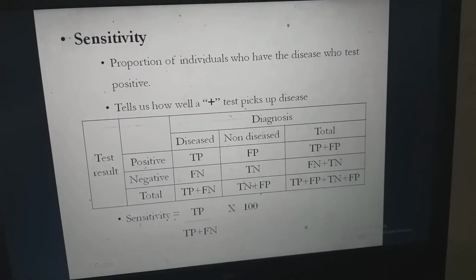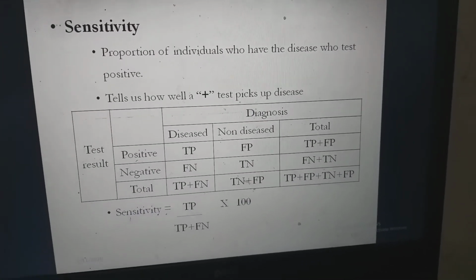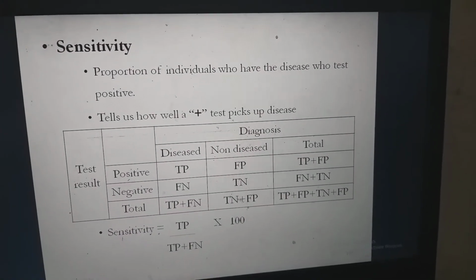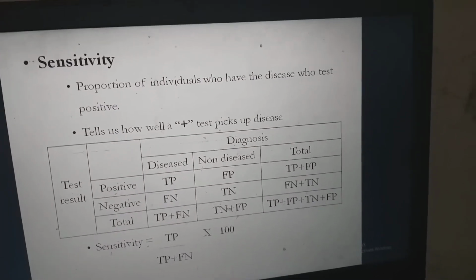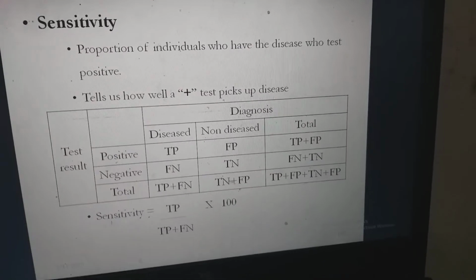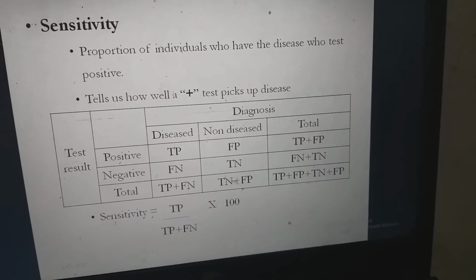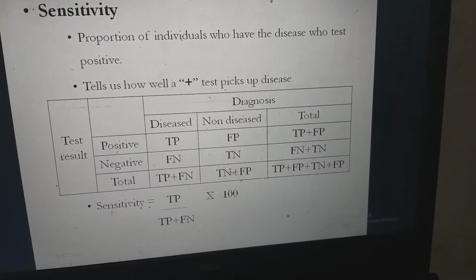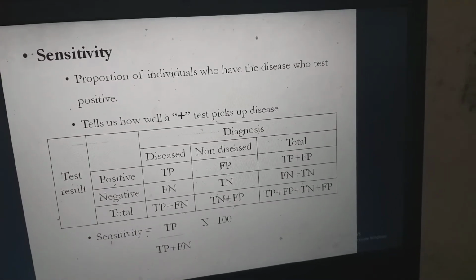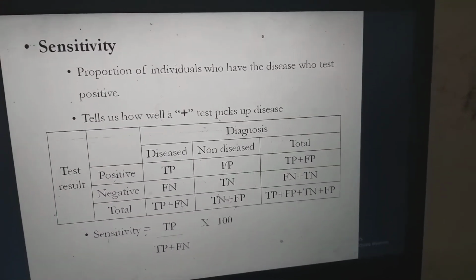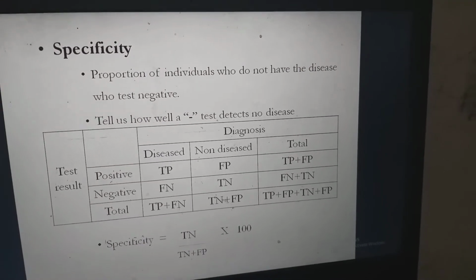Then times 100. Don't forget, maybe I will not draw the 2 by 2 table. You will develop it. So when it is simply written, maybe I can say this amount is positive, this amount is negative, this amount is diseased, this amount is non-diseased. So don't forget to develop it, and how you develop the 2 by 2 table.